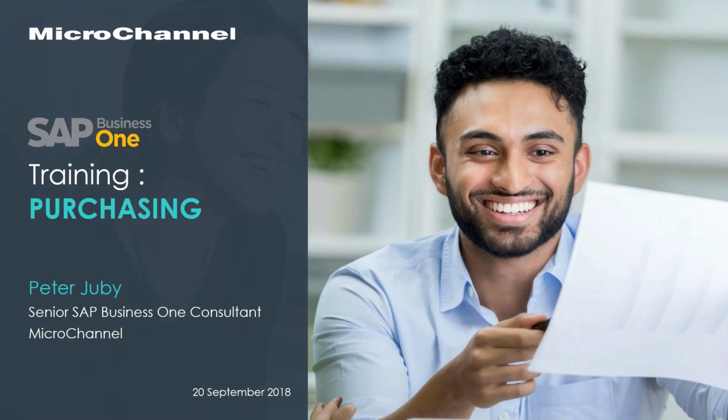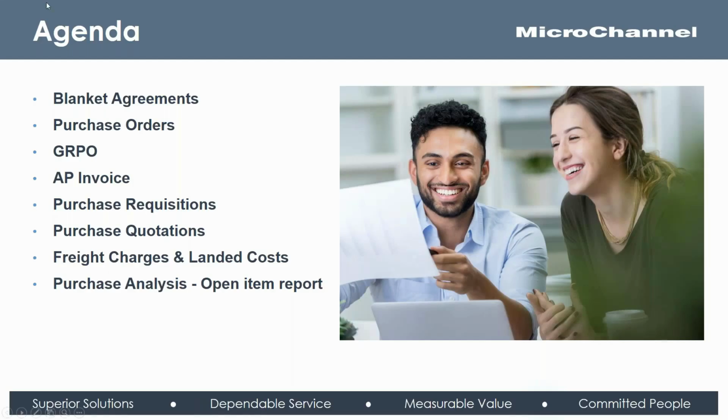This morning in our training session, we're going to look at some of the purchasing functionality inside SAP Business One. So the first thing we're going to look at this morning is blanket agreements, and then we're going to go through the typical purchasing flow from purchase orders through to goods receipt purchase orders and AP invoices.